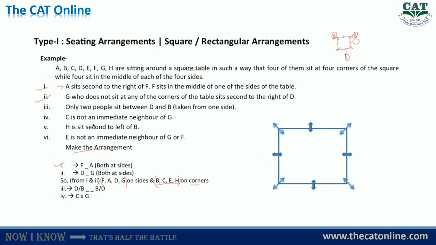Then we have C is not an immediate neighbor of G. So C does not sit beside G. So C and G are not neighbors. This cross signifies that they won't be sitting together. The next information is H is sitting second to the left of B. So wherever B will be sitting, two places to the left of B, this will be H. One place to the left of B, second place to the left of B.